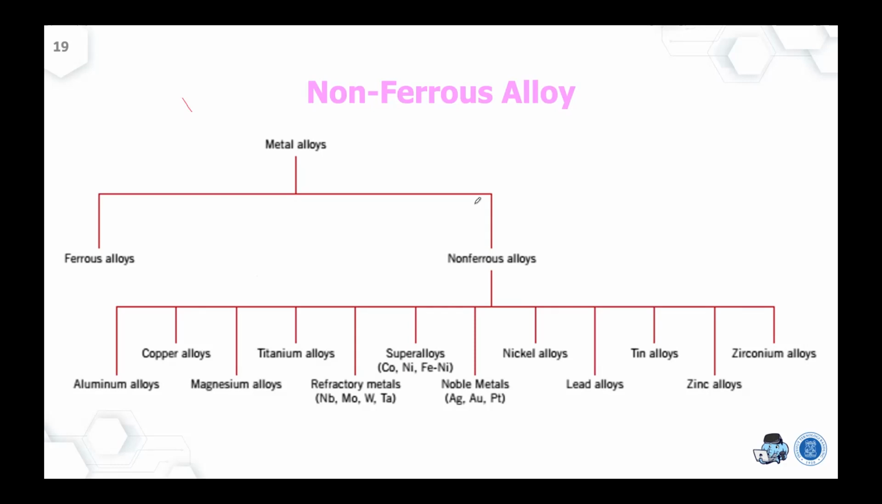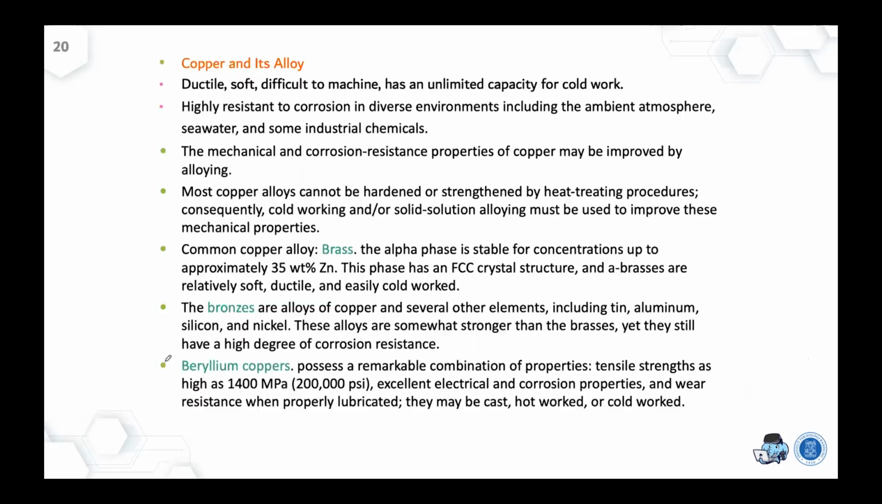Because we have so many alloys, we can have a number of applications, and it will increase our quality of life. The first alloys were iron, cast iron and steel, and the second one is non-ferrous alloys. Let's start with copper first.